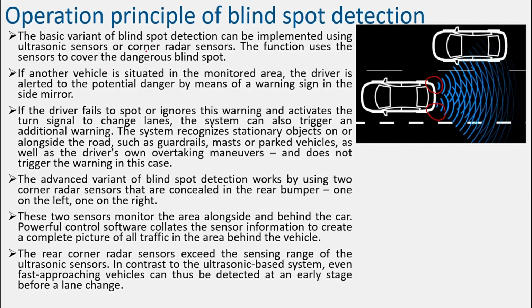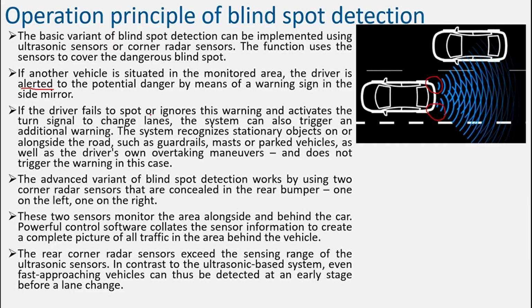Now, when the two corner radar sensors are installed there, if another vehicle is situated in the monitored area, the driver is alerted to the potential danger. This word is important: driver is alerted. Again, this is only an assist system. It does not do anything by itself. So the driver is alerted to the potential danger by means of a warning sign in the side mirror.